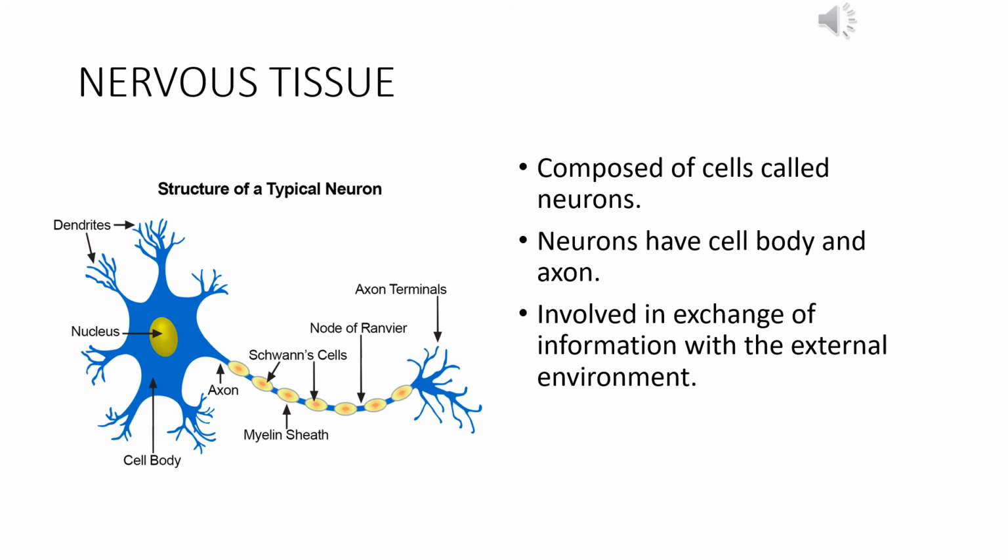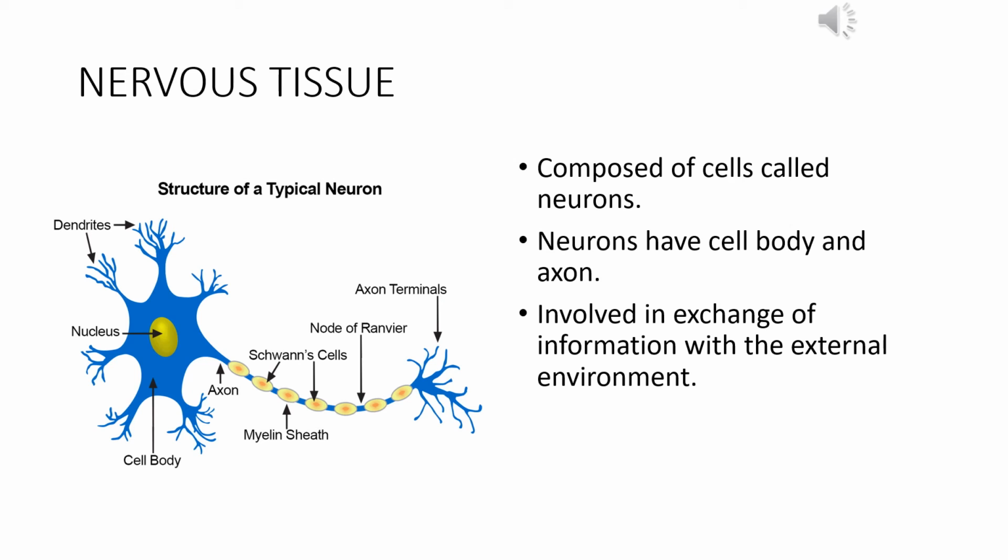The last is the nervous tissue. The nervous tissue is located in the nervous system. Our nervous system comprises the brain and the spinal cord. So the brain and the spinal cord are made up of neurons, the cells of the nervous tissue. So the name of the cells of the nervous tissue is neuron.